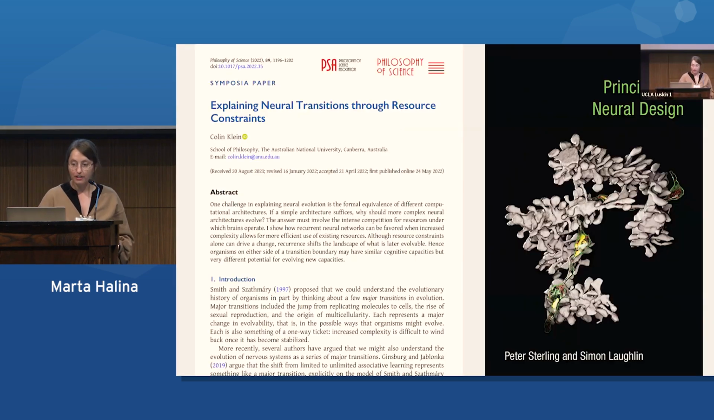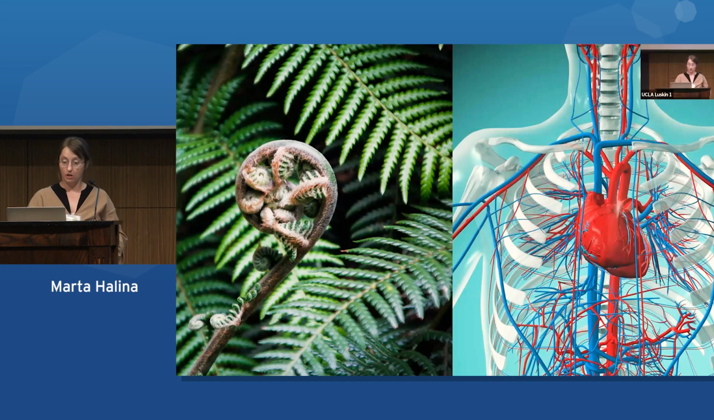So we think our approach avoids this dilemma by avoiding thinking of transitions in terms of adaptive advantages of particular cognitive capacities that emerge later on due to a change in cognitive architecture. And instead, we focus on resource constraints. I was very excited to see Pamela's talk yesterday because we're also very much inspired by Sterling and Laughlin's principles of neural design, and the general idea that resource considerations do place important constraints on biological design space, arguably leading to many forced solutions.